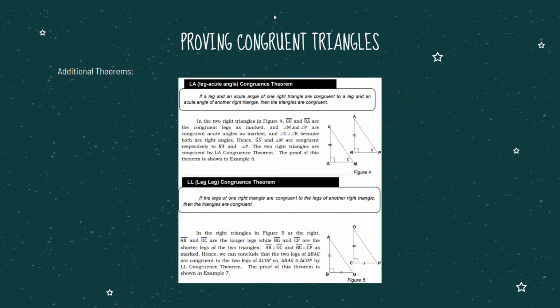Next, we have the LA or leg acute angle congruence theorem. If a leg and an acute angle of one right triangle are congruent to a leg and an acute angle of another right triangle, then the triangles are congruent.